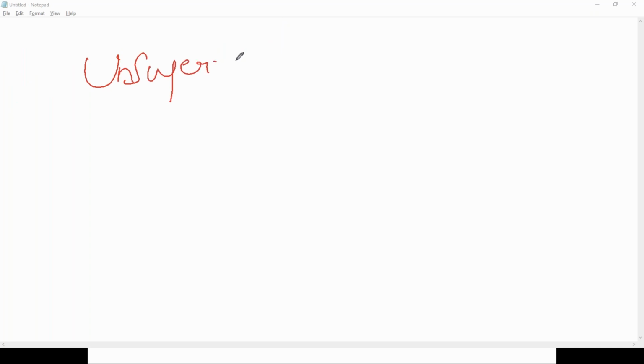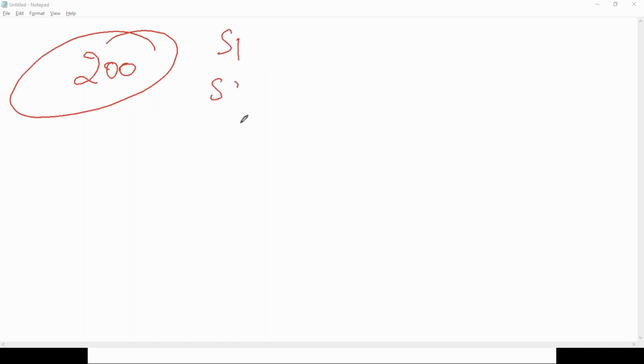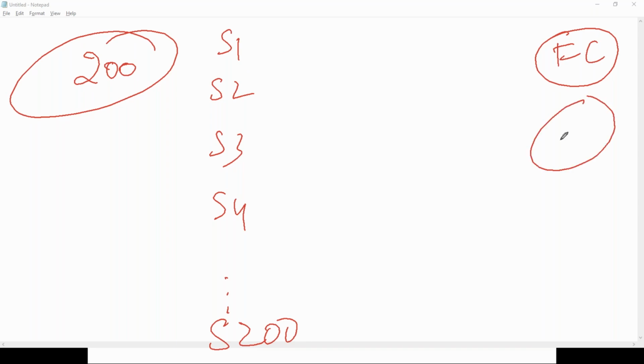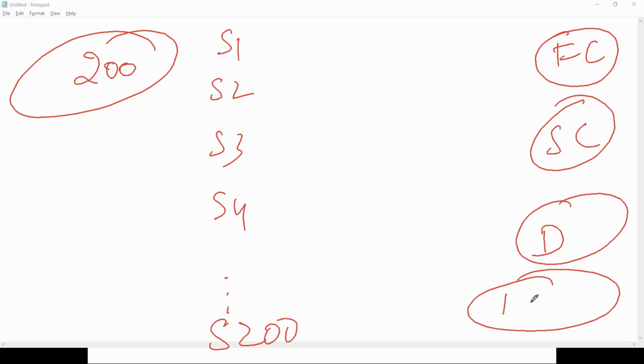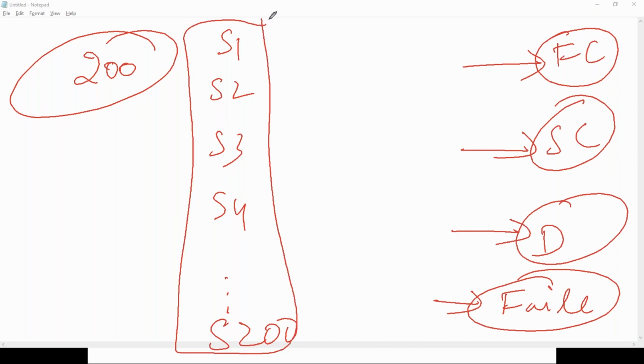Your output will not be known in the sense, for example, you're having 200 students: student 1, student 2, student 3, student 4, until student 200. You want to identify which student has scored first class, which has scored second class, which has scored distinction, which has failed. So these are your different clusters. Cluster 1, cluster 2, cluster 3, cluster 4. Do you know which student has scored distinction now?